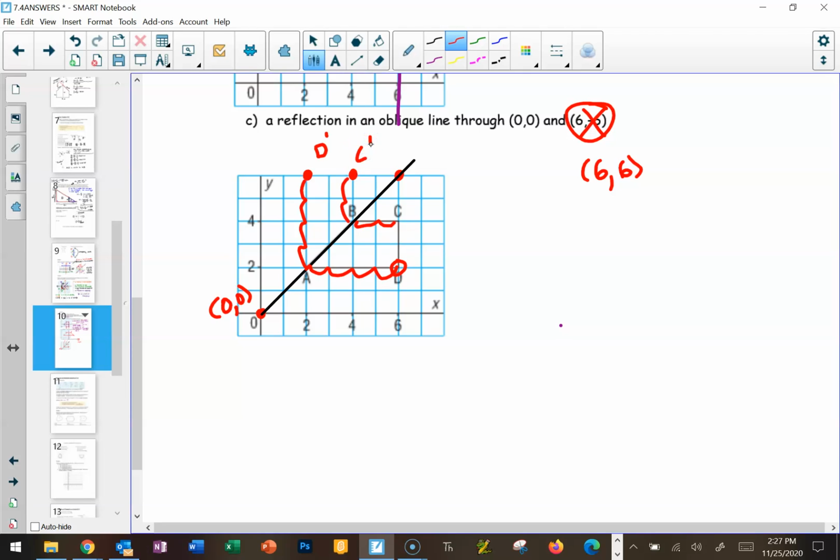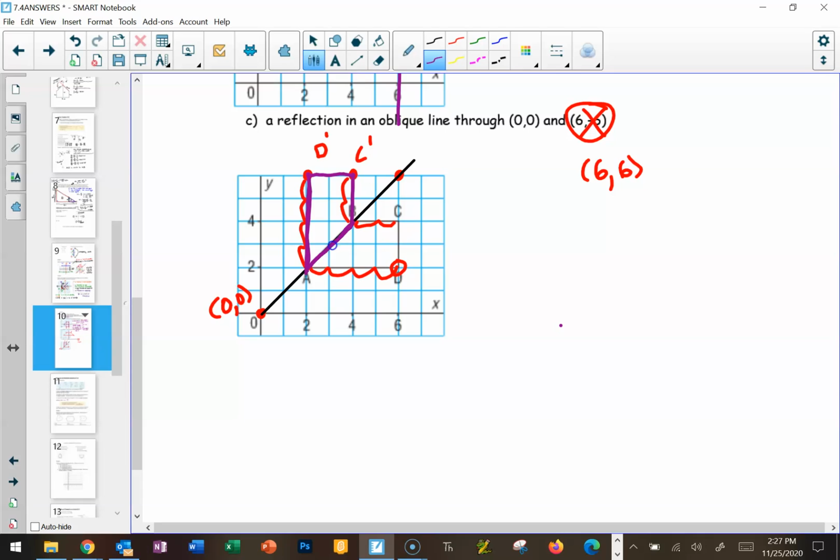And as always, you just got to join it up, and make sure when you're joining it up that you join it up by the letters, right? So if A connects to D, A has to connect to D prime as well. So there's D prime up there. And then B has to connect with C, so B has to connect with C prime. And then D and C line up on the original, so C prime and D prime have to connect. And then you end up with a shape that looks like this.